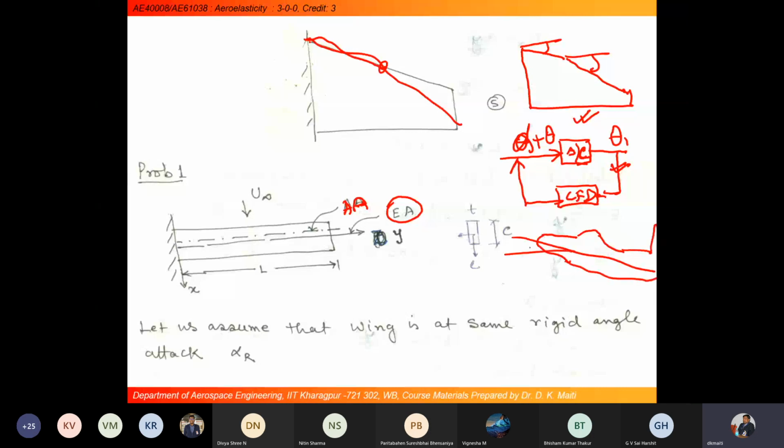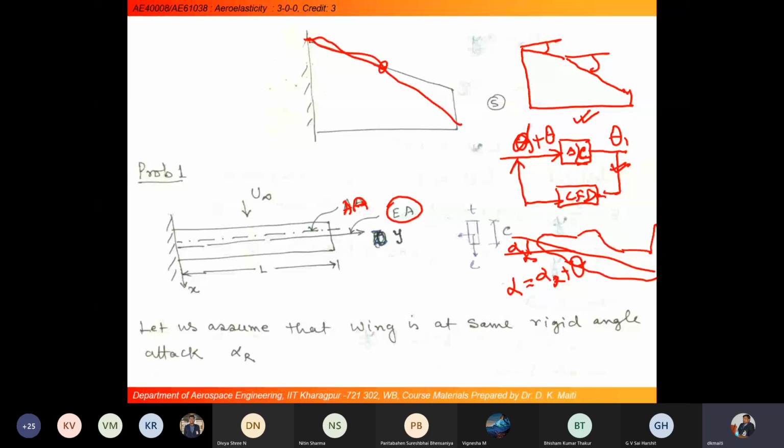We are considering that alpha r is initially given, but due to this alpha r, whatever lift or aerodynamic pressure is developed, once it is applied on the structure, due to flexibility the structure will not have only the rigid deformation that we have given. In addition to alpha r, we will have alpha r plus theta. So we will continue the derivation the same way.